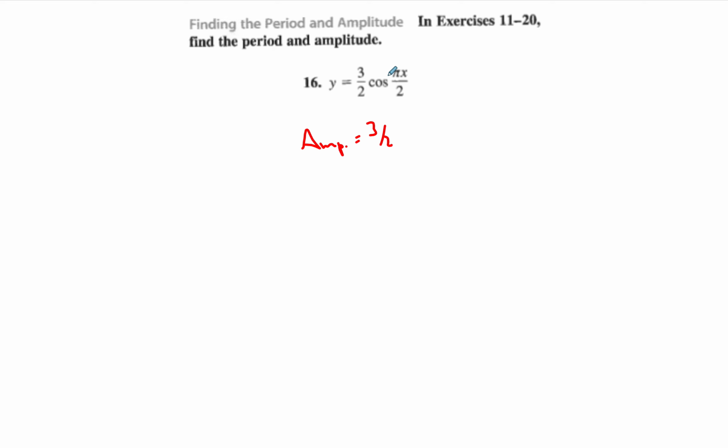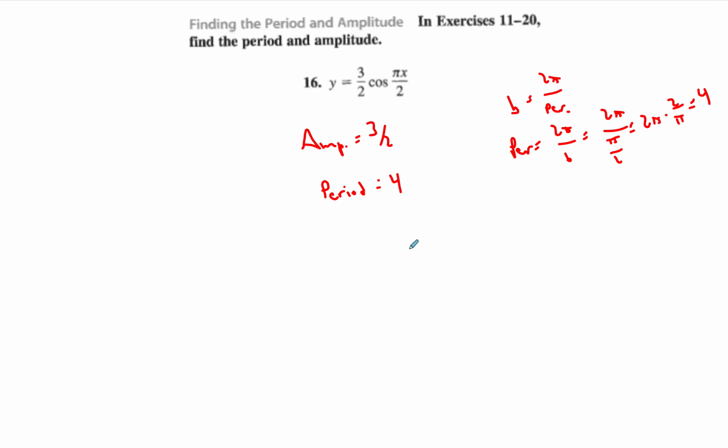So this multiple, though, for the period, the b as we commonly call it, is equal to 2 pi divided by the period, which means if we know what b is, which in this case is pi over 2, remember this also means that period is equal to 2 pi over b, then we're talking 2 pi divided by pi over 2, which is the same as multiplying by the reciprocal, so 2 pi times 2 over pi. The pi's cancel, 2 times 2 is 4, so the period would be 4 units.